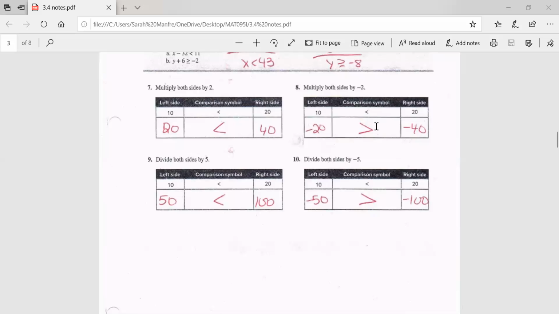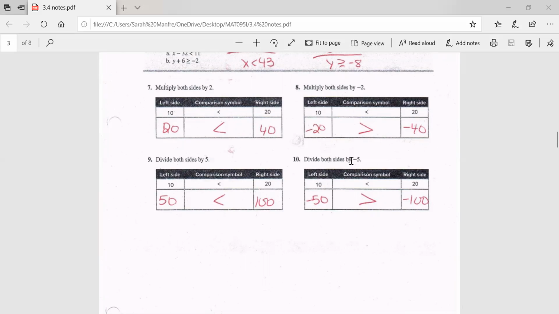Okay, why do you think it flipped? What did we multiply by? We multiplied by a negative. Okay, divide by 5. 10 divided by 5. Whoops. 10 divided by 5, that should say 2, not 50. 20 divided by 5 is 4. So it's going to give us the same result. I multiplied by 5, I wasn't paying attention. So 2 is less than 4. Notice that the inequality did not change.